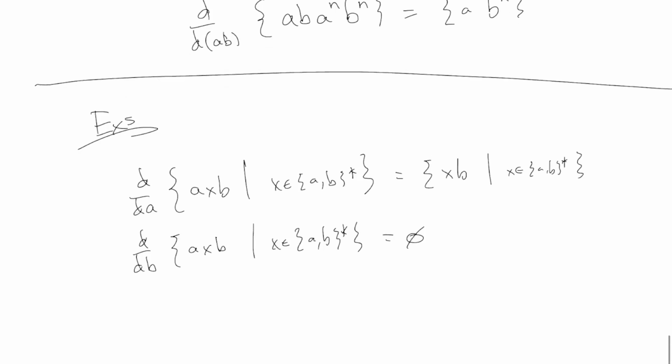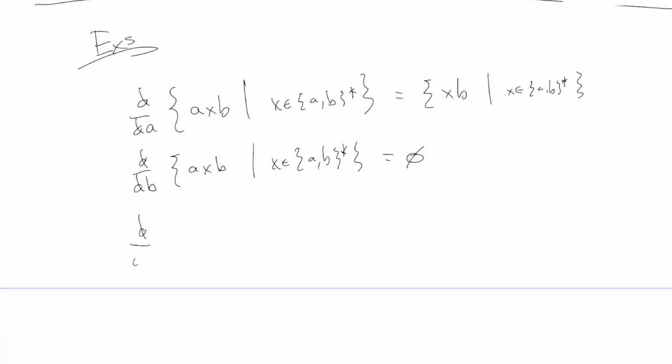Okay, here's a somewhat weird example. How about derivative with respect to A of x, where x is in (A∪B) star? So this means I'm now considering just any string of A's and B's. Take the set of all possible strings. Now some of them begin with an A and some don't. The ones that don't, I'm going to ignore entirely. They will all become the empty set. The ones that do start with A, you take the A away and then tell me what's left over.